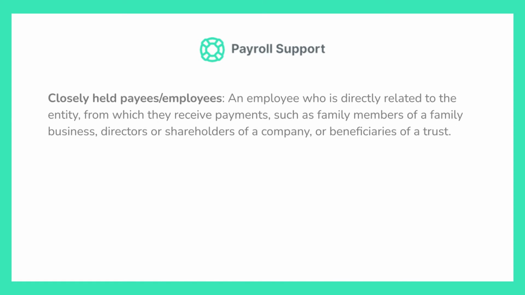Configuring income types. Closely held payees or employees: an employee who is directly related to the entity from which they receive payments, such as family members of a family business, directors or shareholders of a company, or beneficiaries of a trust.